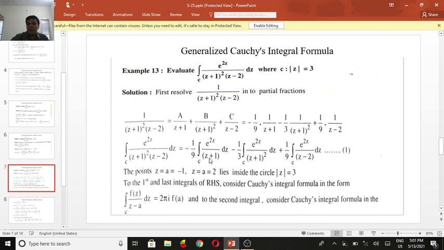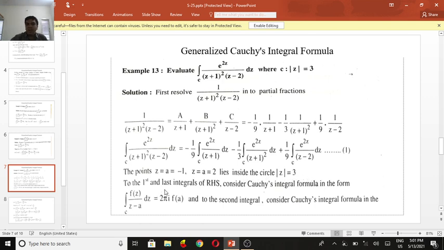So instead of z plus 1, we can write z minus of minus 1. Here also z minus of minus 1. So here a is 2, a is minus 1. So suddenly the points z equal to a equal to minus 1, and z equal to a is 2, lie inside the circle mod z equal to 3.